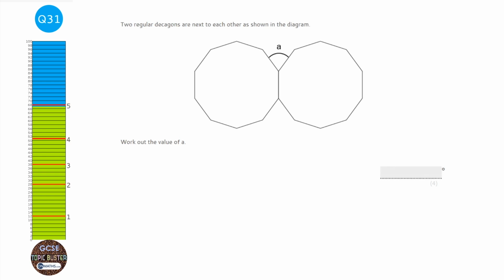So this question looks quite complicated at first, but actually there are two very simple-ish ways of doing it. We've got two decagons, and that means they are 10-sided, and you can just count the sides if you want, but if it says it's a decagon, I trust it. Now what we can do is work out the interior angles of the decagons. They'll be the same, so I can just work out one and then double it, and then take that away from 360 to work out A, and that's absolutely fine, that'll get you the right answer.